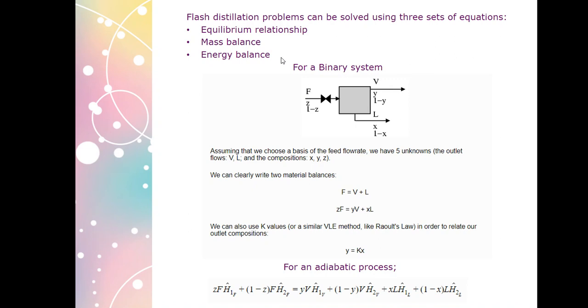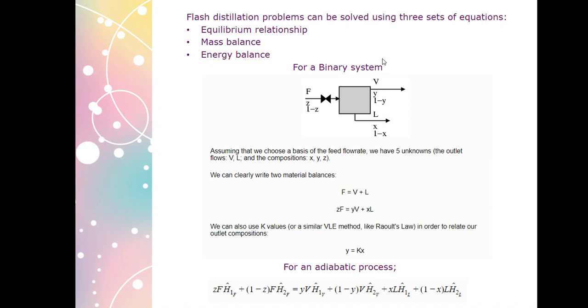Now, let's say for our binary system, so we have only two components in our system, and let's say we will represent the feed as F, the vapor as V, and the liquid as L. And let's say we will represent the composition of our feed as Z in terms of solute A, and that of the vapor is Y, also in terms of component A, our solute, and X in terms of component A in our bottoms or in our liquor.